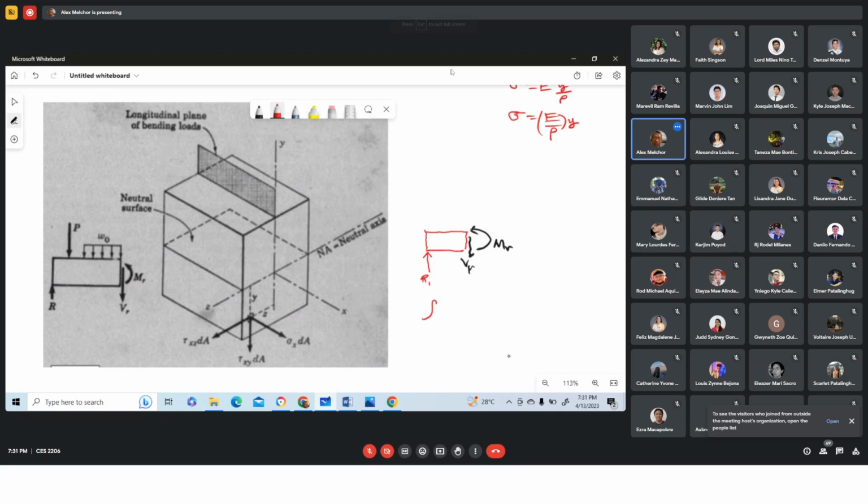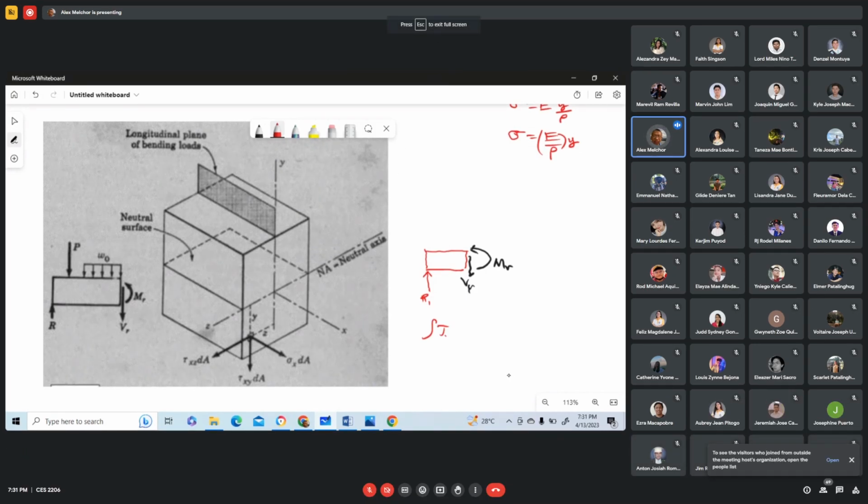The integral of that differential shear force, this summation of this differential shear force, because this section here is composed of so many differential elements, and each element is subjected to this differential shear force. So if we sum up all those differential shear forces, it gives us the resisting force. That's the summation of this.